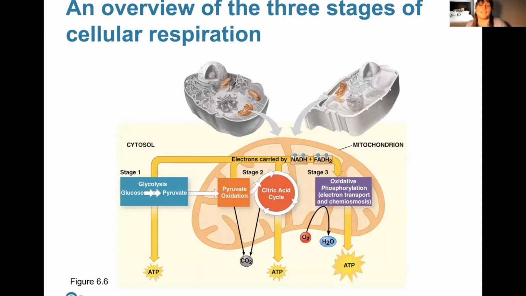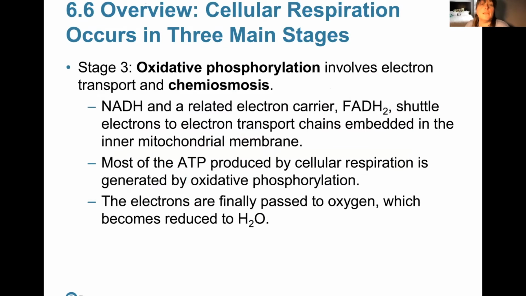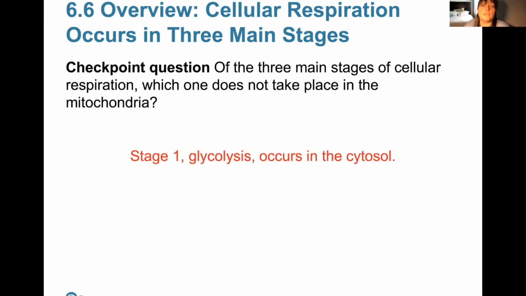So here we go. Stage 1, we have glycolysis, which then brings us to stage 2, pyruvate oxidation and citric acid cycle, to stage 3, which is oxidative phosphorylation, and there we go, the electron transport chain. Not really worrying too much about this one.